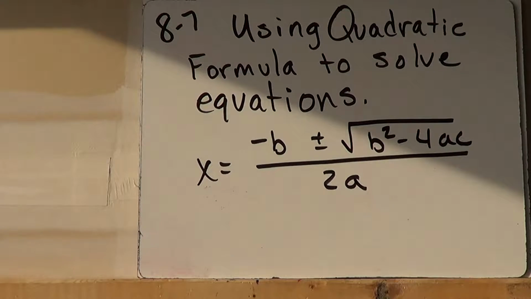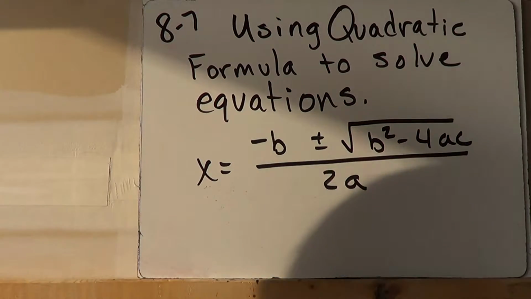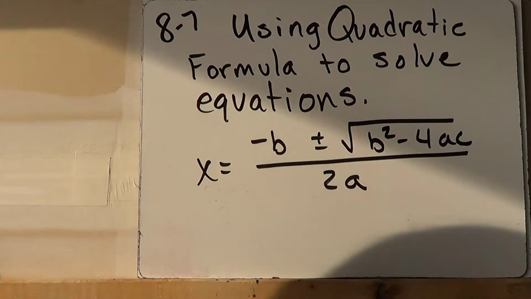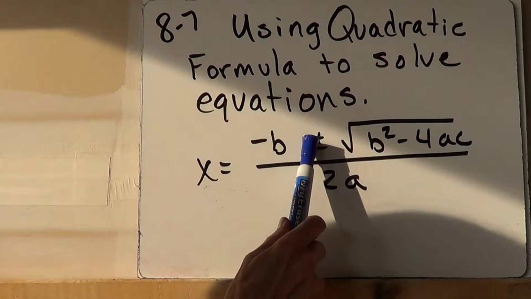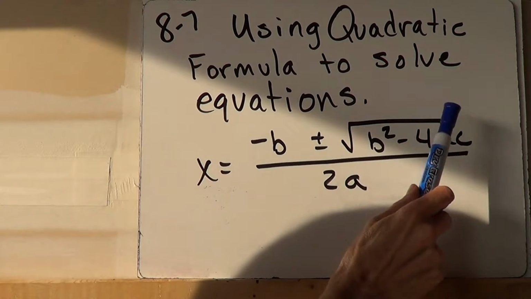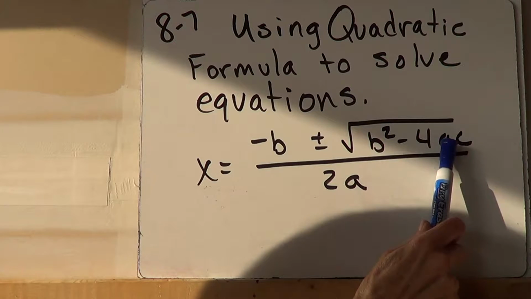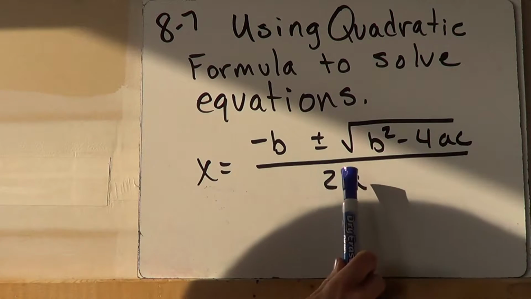Welcome to 8.7, using the quadratic formula to solve equations. This is your quadratic formula. I told you last film, some students have remembered it by the saying, "Negative boy couldn't decide whether to go to a radical party, b squared, without 4 awesome chicks because it all gets over at 2 a.m."